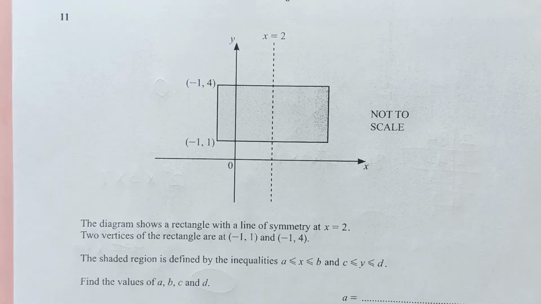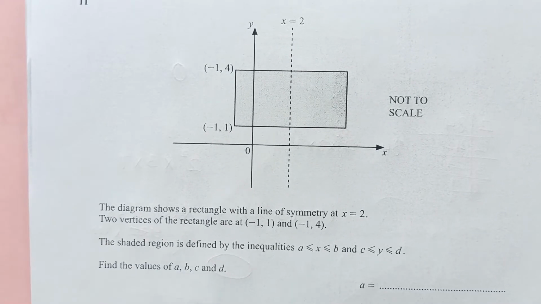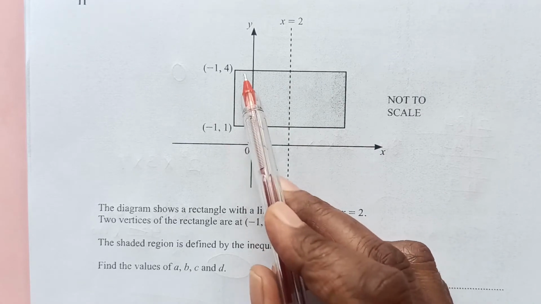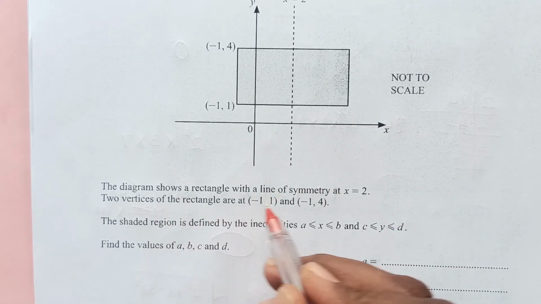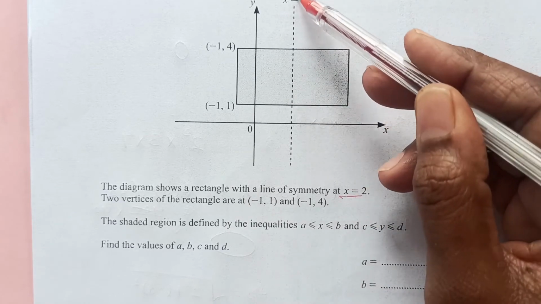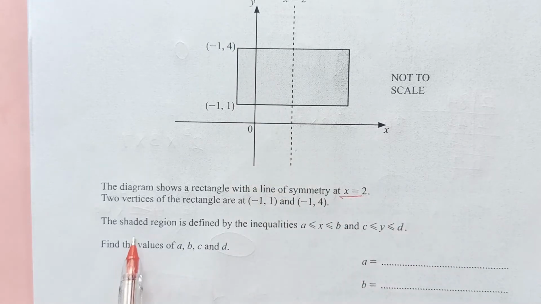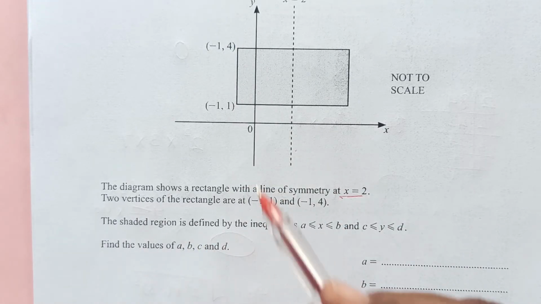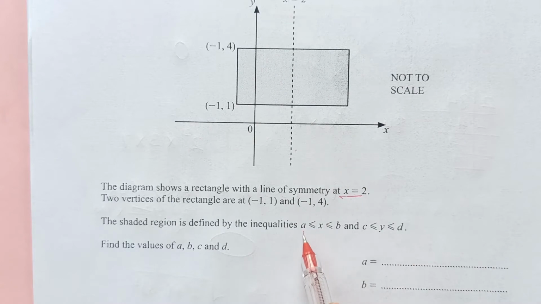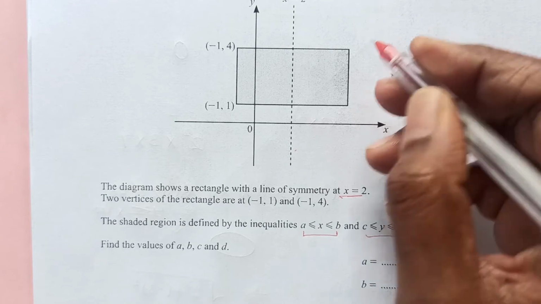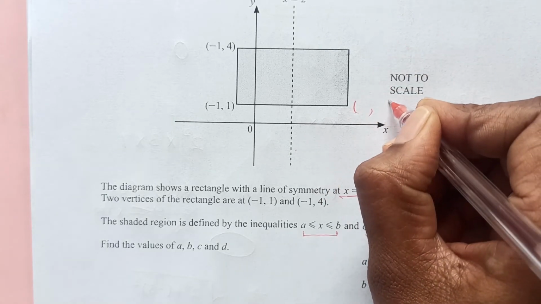Question 11, this was actually a new question when it came. This was different kind of question. So we have this diagram here. You see, we are given some coordinates. The diagram shows a rectangle with line of symmetry at x equals to 2. This is line of symmetry. The vertices of the rectangle are given here. The shaded region is defined by inequality, this shaded region. So between A to B and C to D, we have some coordinates here, right?